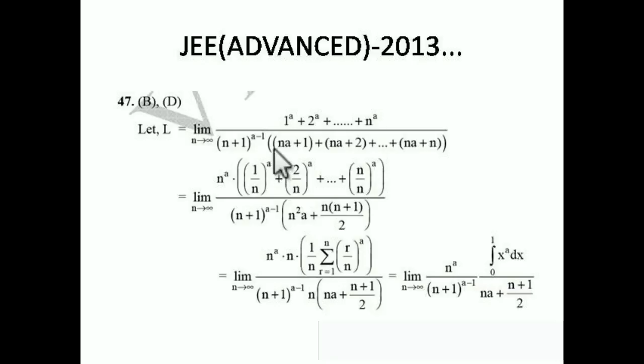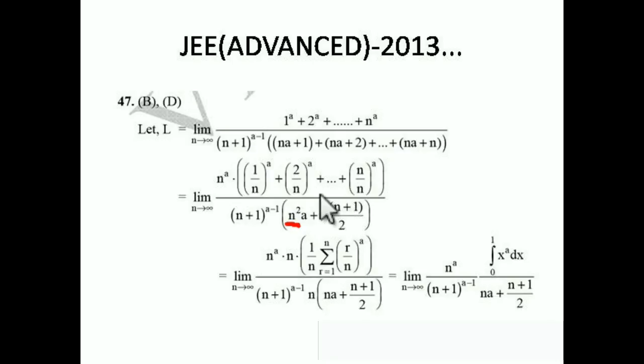Now see, na, how many times? n times. That means n into na, that means n square a. So the first term is n square a. Then the second term, 1 plus 2 plus 3 plus up to n, that means the summation of n numbers, that means n into (n plus 1) by 2. This is a very basic formula. Still, those students who don't know that, please go to the topic lecture of sequence and series. At that time I covered all the formulas.